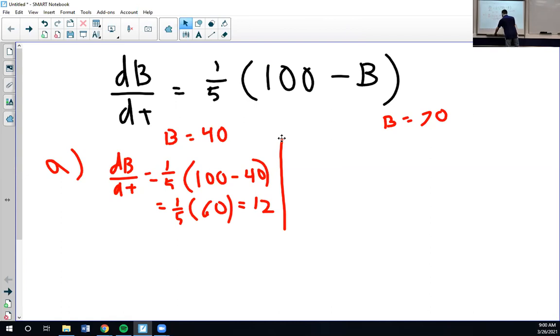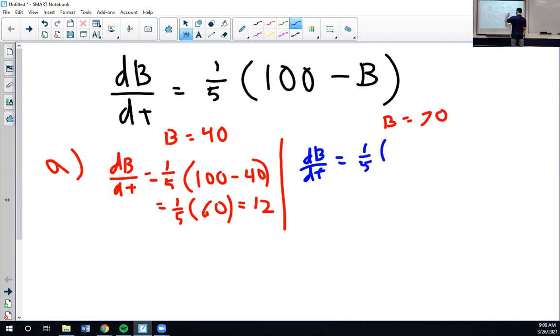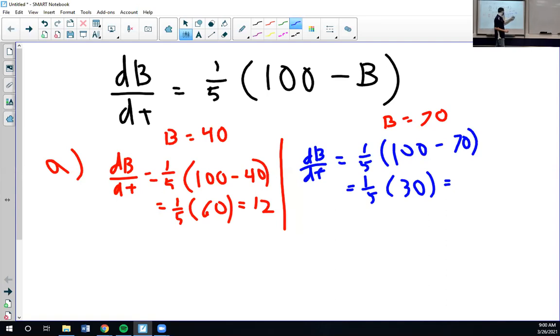At 70, our dB/dt is 1/5 times 100 minus 70. 100 minus 70 is 30. So 1/5 of 30 is 6. So when we weigh 70 pounds, our rate that we are gaining weight is 6.